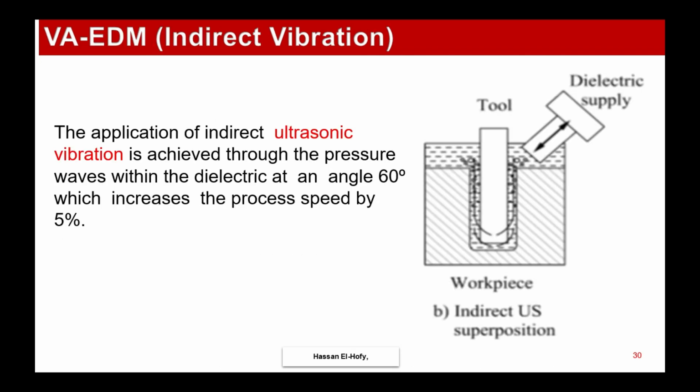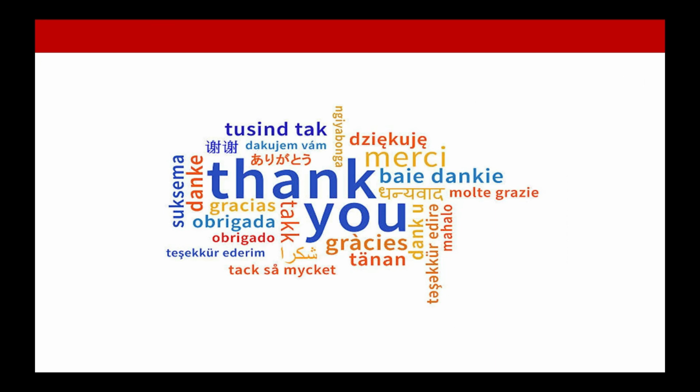Vibration assisted EDM using the indirect method is done by the application of indirect ultrasonic vibration through pressure waves within the dielectric at an angle of 60 degrees. This will increase the process speed by 50%, as you see at the right-hand side of the slide.